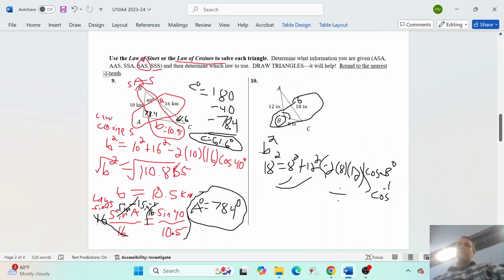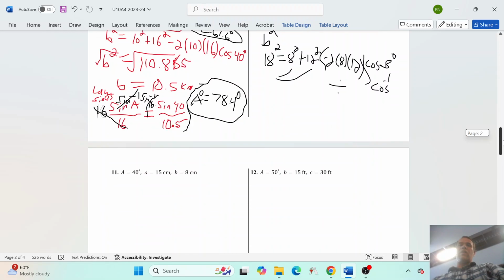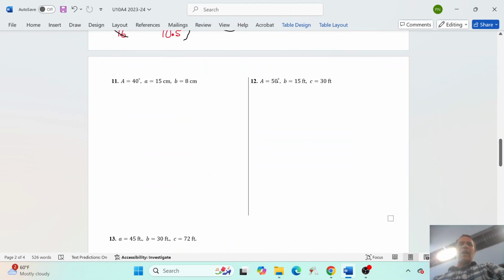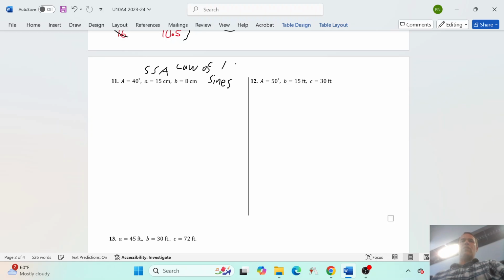Pause me. Okay, so then we're going to jump over here. What do we have first of all? We have an angle, and we have a side and a side. This means that you're going to have to use law of sines, but it can also mean that it could be one or two triangles. It could be one triangle, or it could be two triangles. So watch out.